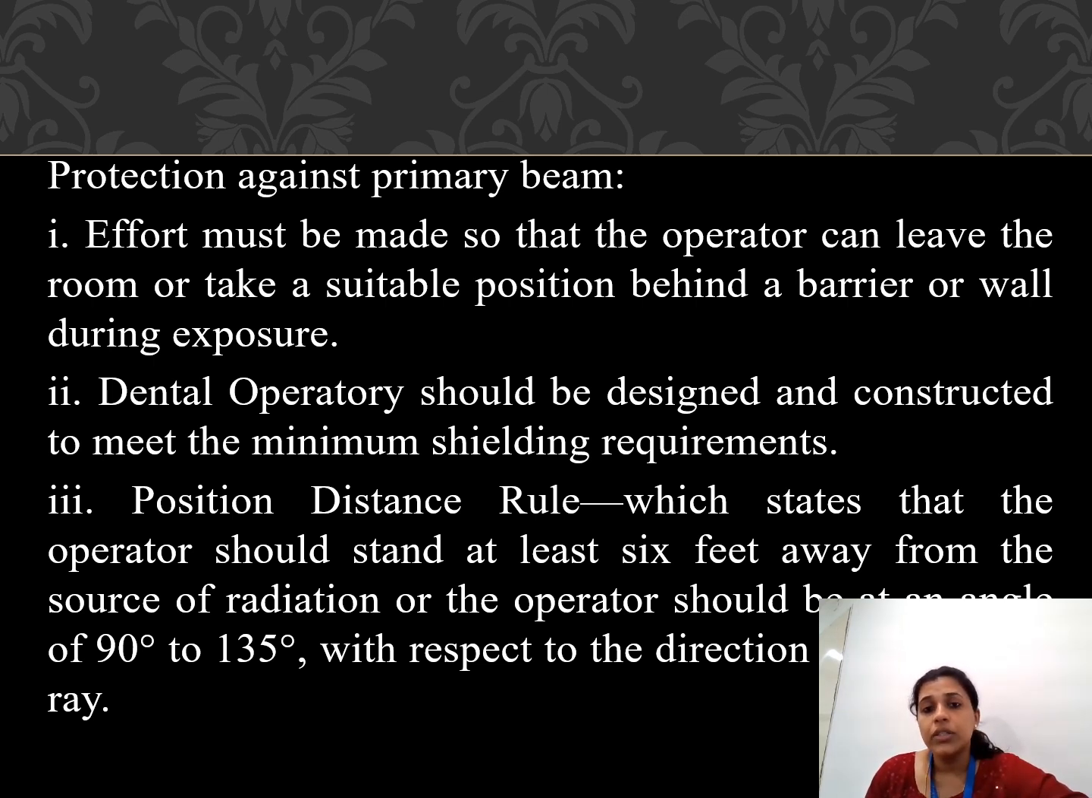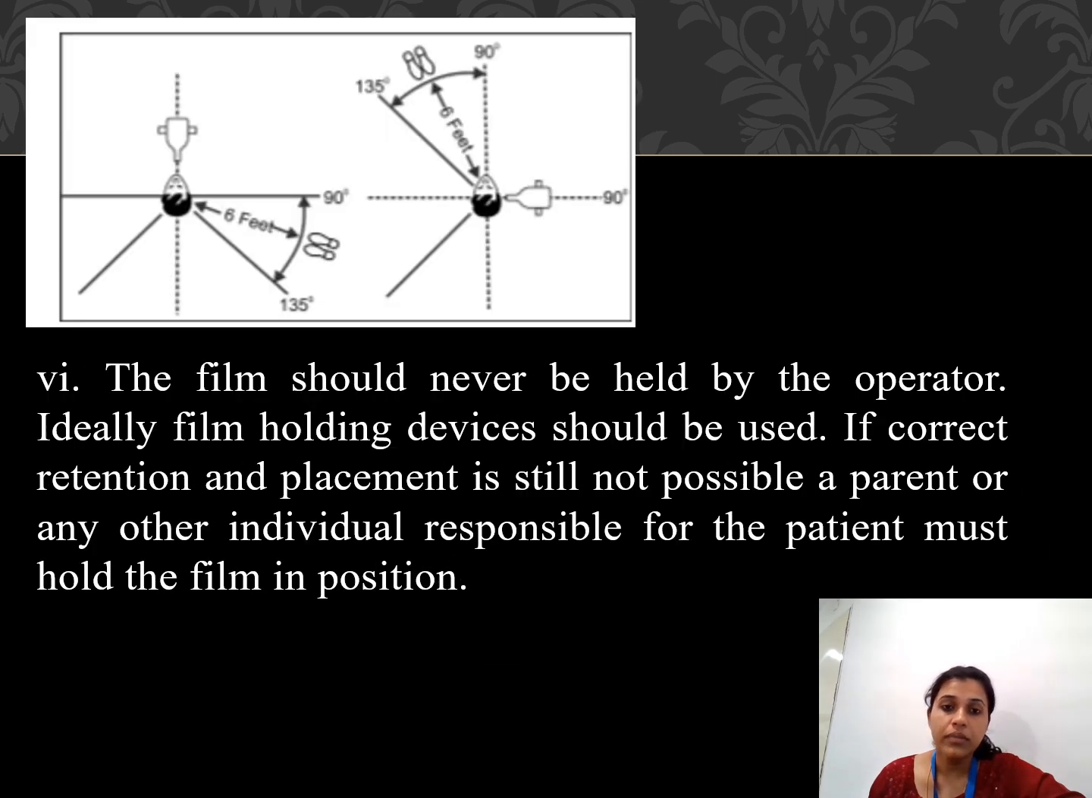And the operating room should be designed or constructed in such a way that it meets minimum shielding requirements, and the position distance rule should be followed, which states that the operator should stand at least 6 feet away from the source at an angle of 90 to 135 degrees with respect to the direction of the central X-ray. And film should never be held by the operator. Ideally, we can use film holding devices for stability.